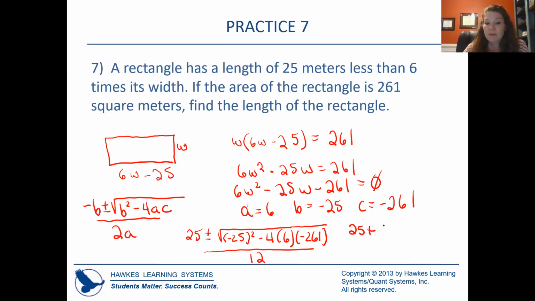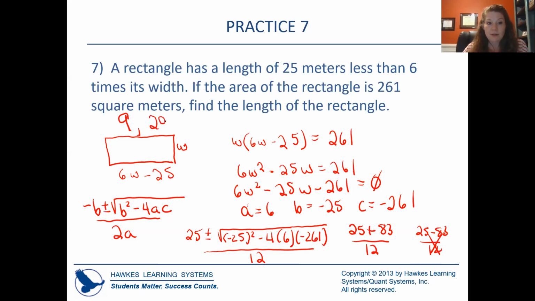Sorry about that. 25 plus 83 divided by 12 is going to give me a positive number. If I did 25 minus 83 divided by 12, I'm going to have a negative number. So I'm only worried about the first answer. In my calculator, 25 plus 83 divided by 12 is 9. So one of my answers is 9. That's probably the width. So what is 261 divided by 9? The other number is 29.